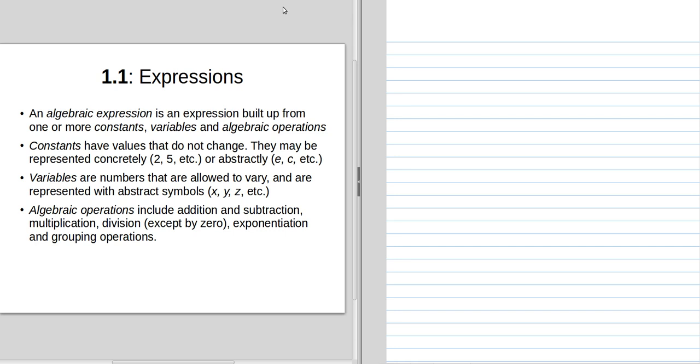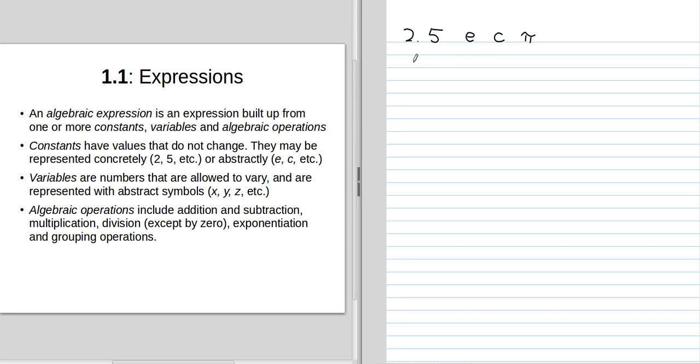A constant might be the numbers we're used to, such as 2, 5. Or maybe a constant has a letter, such as e, which represents a specific number, or c. For instance, in physics, c might mean the speed of light, or pi, which is a geometric constant that appears a lot in geometry and other fields.